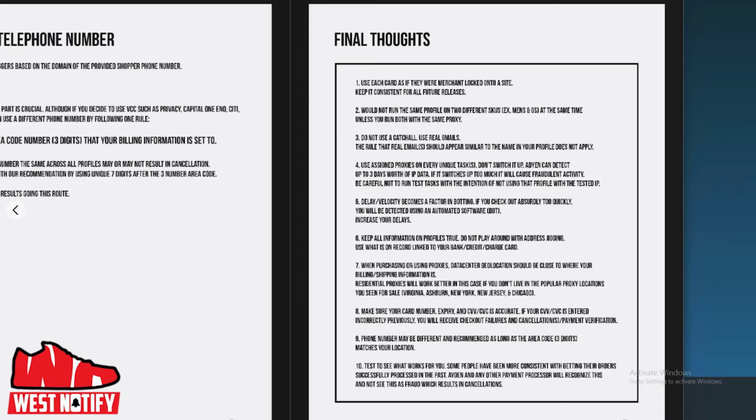Number 4, use assigned proxies on every unique task. Don't switch it up. Adyen can detect up to 3 days worth of IP data. If it switches up too much, it will be flagged as fraudulent activity. Be careful not to run test tasks with the intention of not using that profile with the tested IP.